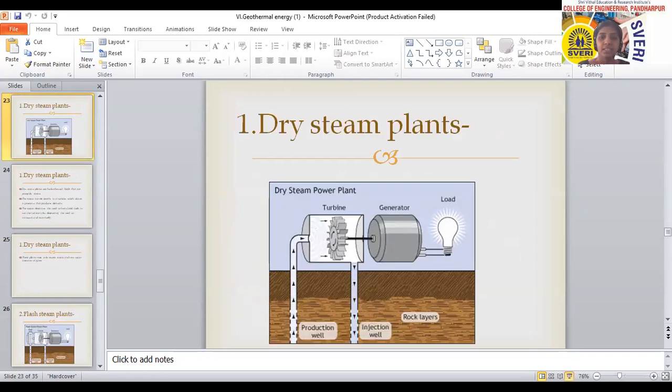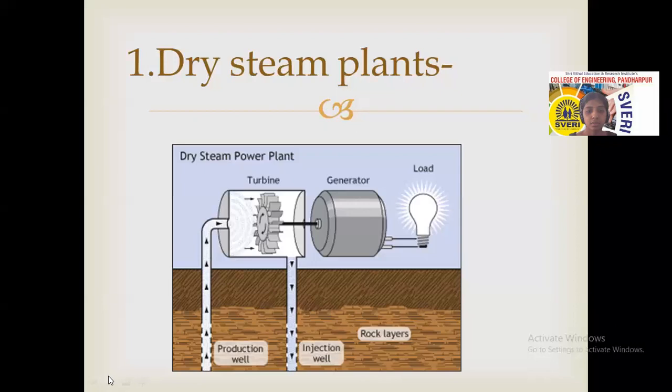So on screen, you can see the image of the dry steam plants. Suppose there is heated water, water having the highest temperature, available inside this rock, and the steam coming from that water is collected here at the upper side. That steam is utilized for rotating or spinning the turbine, that means to generate the electricity.